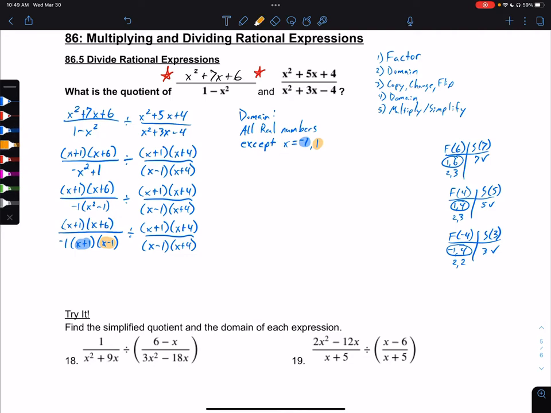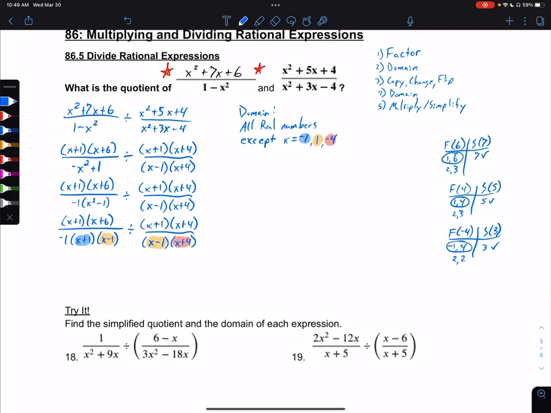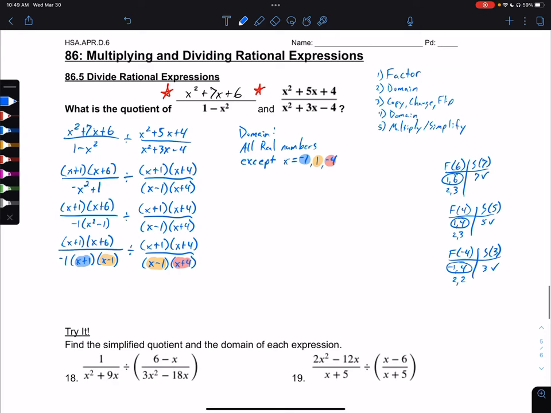We have another x minus 1, which we've already taken care of, so we don't need to do that again. And then we have x plus 4, so that tells me that x cannot be equal to negative 4. So right now my limitations on my domain are negative 1, 1, and negative 4.